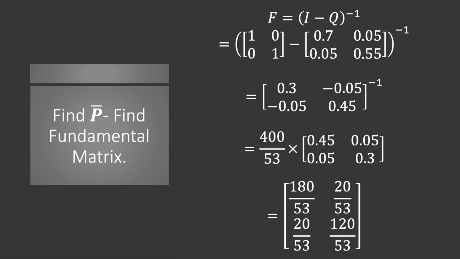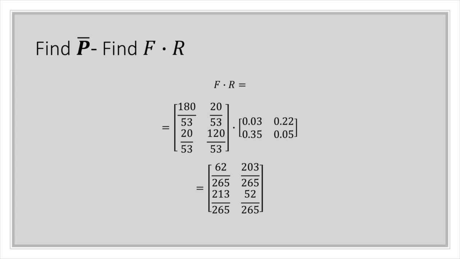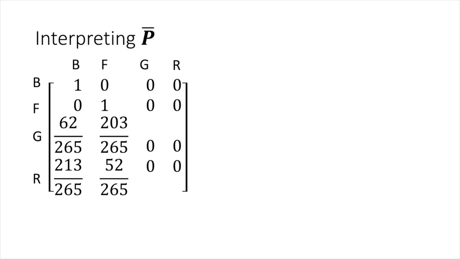So to find our limiting matrix, we must first find the fundamental matrix. We do this by applying the formula F equals (I minus Q) to the power of -1. This can be found quickly on the CAS, however it doesn't give exact results like this. Next we can find F times R by simply using matrix multiplication. Now we can interpret the limiting matrix to see what percentage of accounts that begin in good or risky end up in which of our absorbing states after a long period of time.